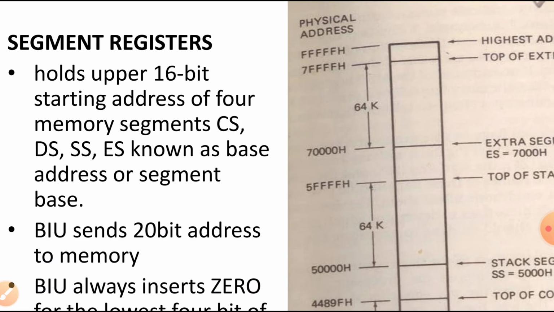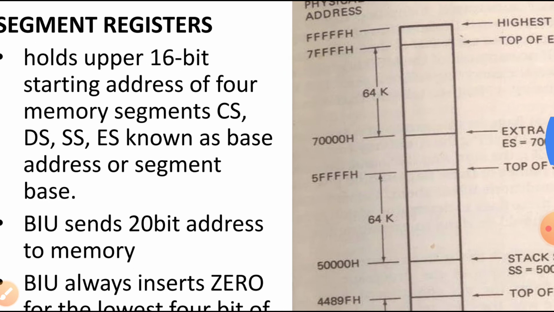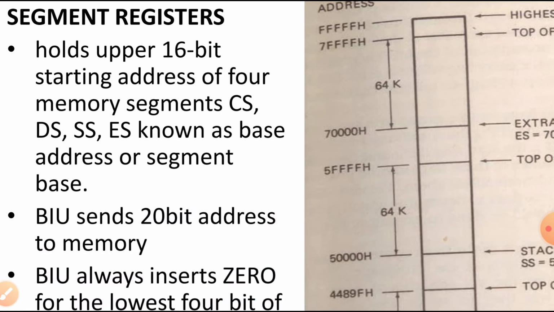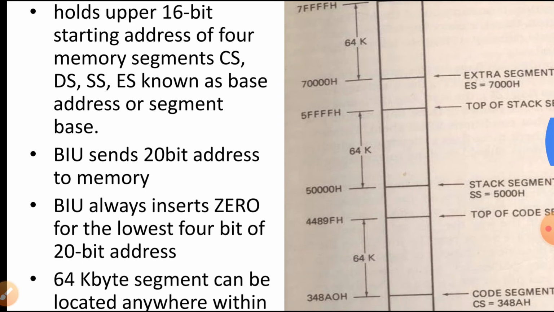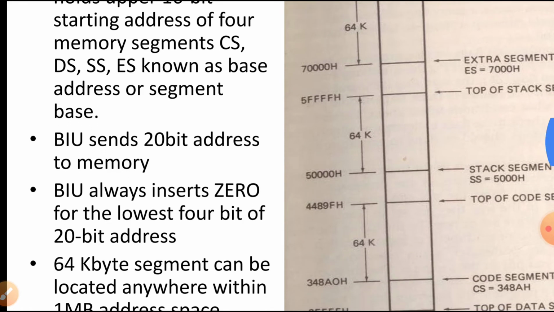Data segment register will be storing the upper 16-bit starting address of the data segment. Stack segment register will be storing the upper 16-bit starting address of the stack segment. Similarly, extra segment register will store the upper 16-bit starting address of the extra segment. And these registers are also called base address. The content of these registers is also called base address, as well as segment base.